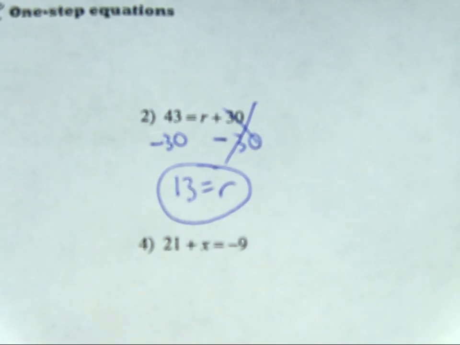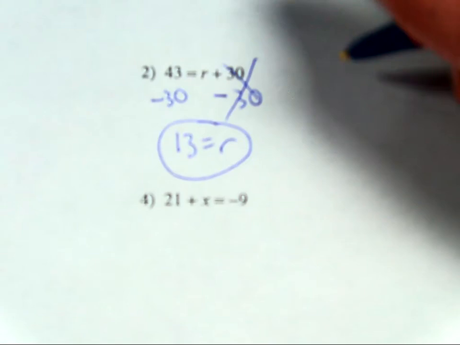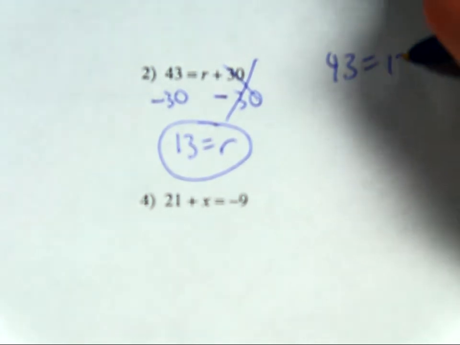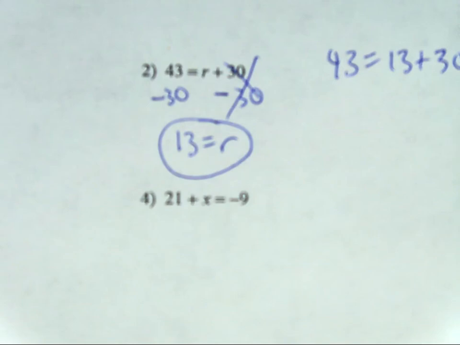Now, we can always check these. I realize that the screen's getting a little blurry. Just give me a second. We can always check these. If I plugged in 13 for r, I would have 43 equals 13 plus 30, which is indeed true. It checks out. Therefore, it's true.